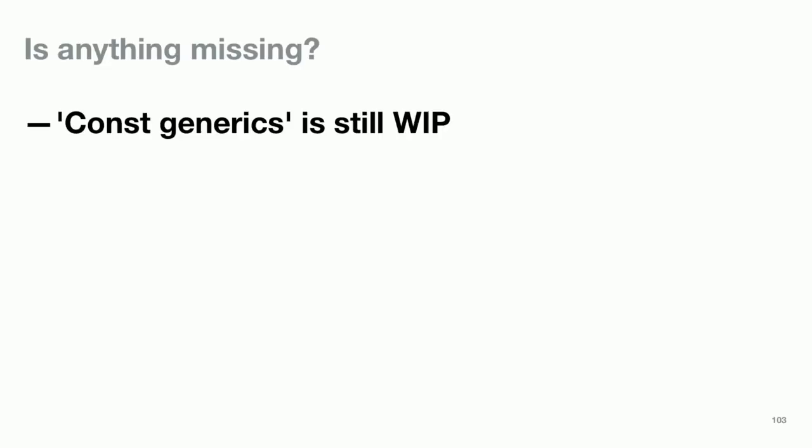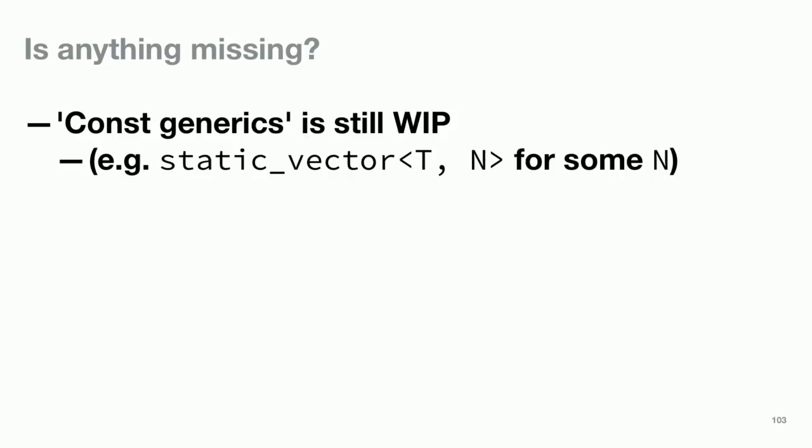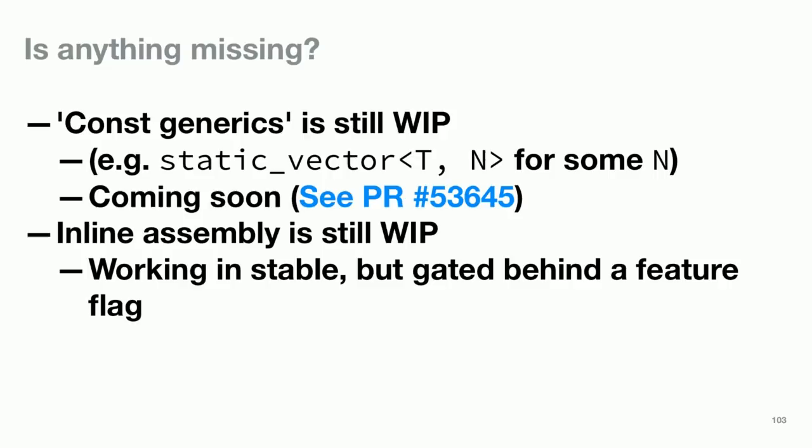Const generics is still a work in progress, but it's coming soon. What this means is in C++, you could say a static vector of T's, and there are N as a maximum number for your static vector, and you can't express that in Rust at the moment. You have to use macros or workarounds, but I would really like this feature, and it's coming soon. Inline assembly is still a work in progress. It's unstable, but gated, and maybe will change.